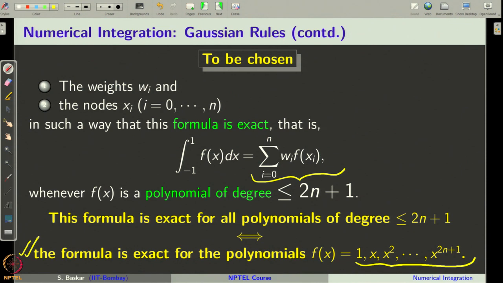Now, you see, you choose an n, that is all. Do not go and choose the nodes. Different n leads to different quadrature rules. n equal to 0 will give you a quadrature rule, n equal to 1 gives a quadrature rule, n equal to 2 gives a quadrature rule, like that. As you go on increasing the values of n, you in fact get a better and better approximation to your integral. All these methods are called Gaussian quadrature rules only.